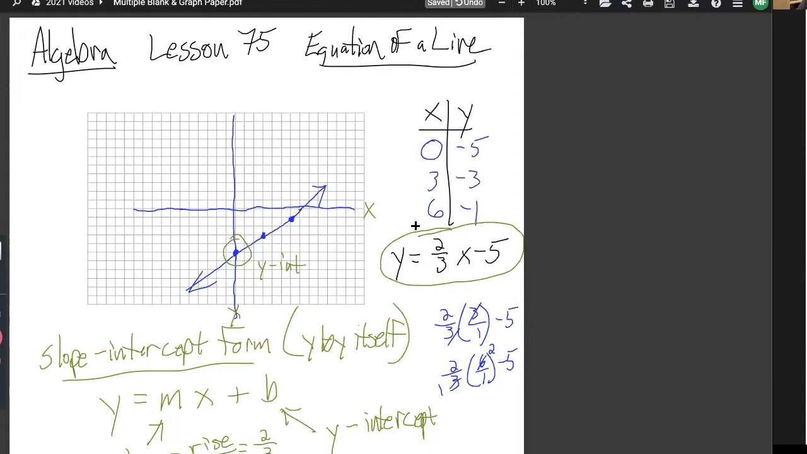So we don't have to plot points anymore. We can just put it in this secret formula. When y is by itself, that's called slope-intercept form, but the other side reveals all the secrets of the line. It tells you where to start, and then it tells you which direction to go, okay?